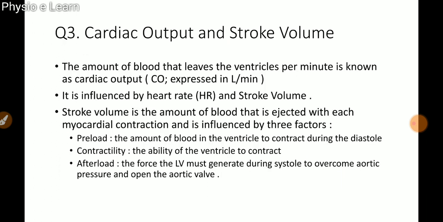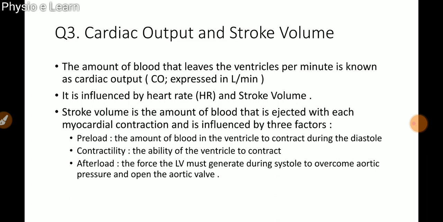Question number 3, cardiac output and stroke volume. The amount of blood that leaves the ventricle per minute is known as cardiac output. It is expressed in liters per minute. It is influenced by heart rate and stroke volume. The stroke volume is the amount of blood that is ejected with each myocardial contraction and is influenced by 3 factors. The first is the preload, second is the contractility, and the third is the afterload.